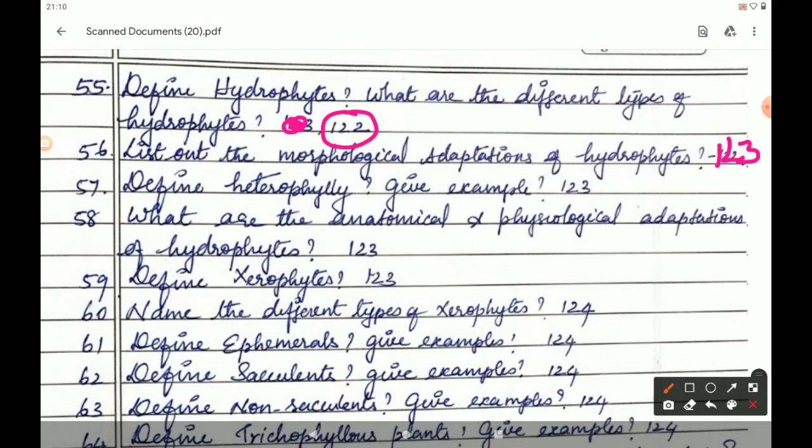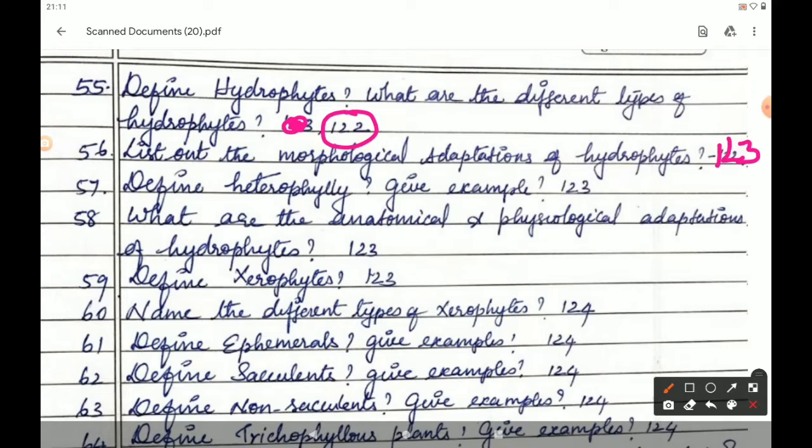59th question. Students, come to the 59th question. Define xerophyte. It is given in page number 123. Answer is given in page number 123. Under the heading Xerophyte: xerophytes are plants which live in dry or xeric condition. Plants that live in dry or xeric condition are known as xerophytes.